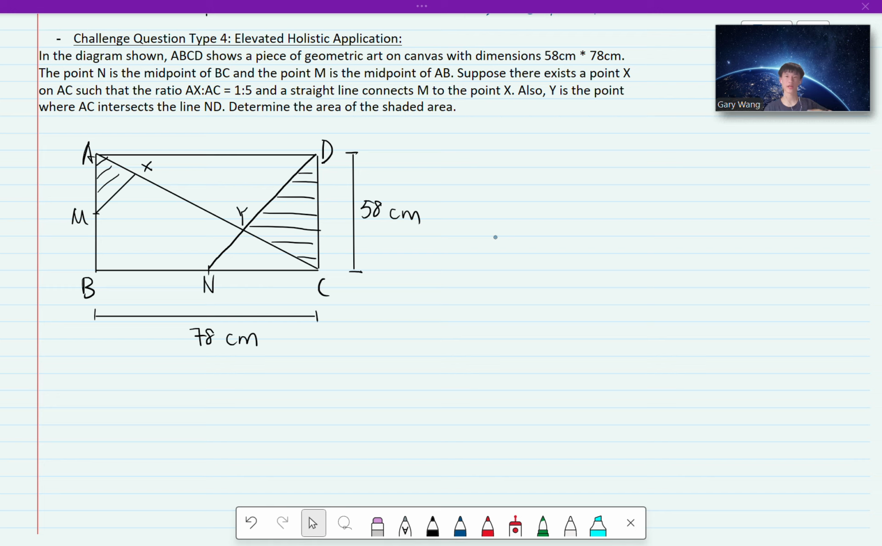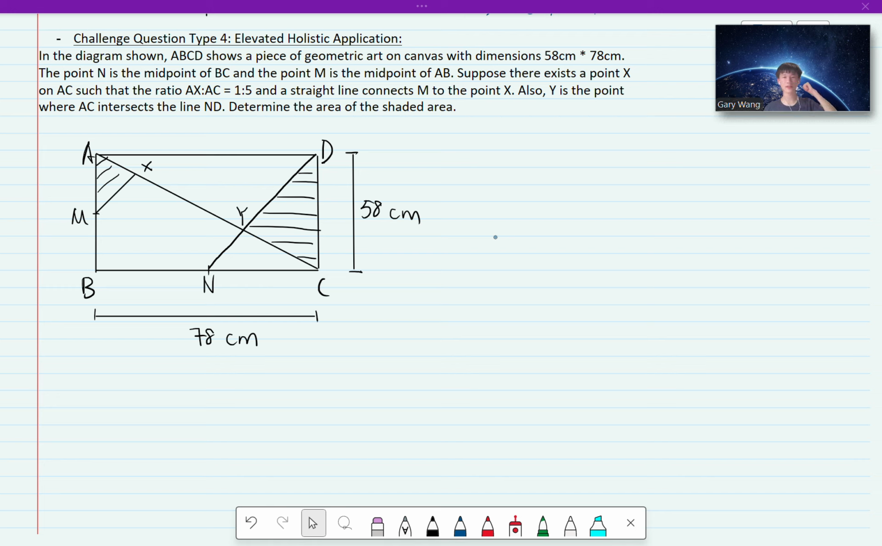In the diagram shown, ABCD shows a piece of geometric art on canvas with dimensions 58 cm times 78 cm. The point N is the midpoint of BC, and the point M is the midpoint of AB. Suppose there exists a point X on AC such that the ratio AX to AC is equal to 1 to 5, and the straight line connects M to the point X. Also, Y is the point where AC intersects the line ND. Determine the area of the shaded area.